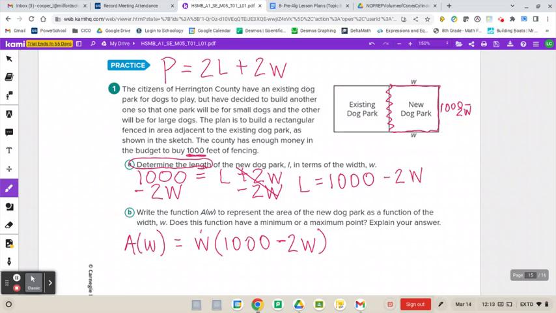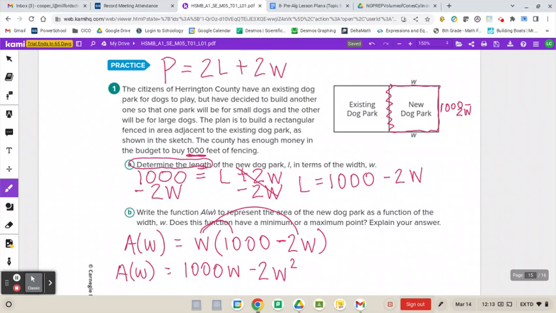Let's go ahead and distribute it. So my final answer is 1,000W minus 2W squared. Does that make sense? Yes.